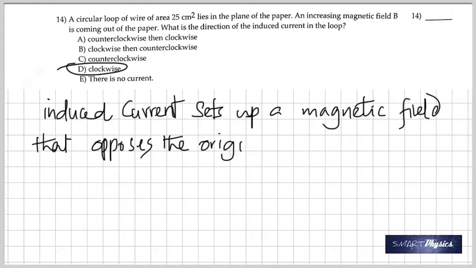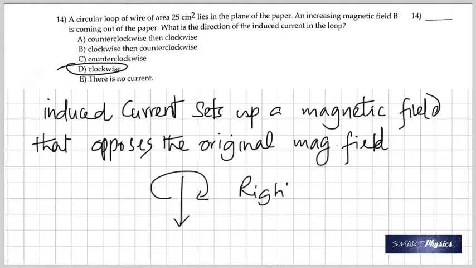The field is increasing, right? Because the question says an increasing magnetic field. So the induced current will produce a magnetic field that goes against it. So it opposes the original magnetic field, and since it's increasing, this magnetic field has to be downwards. Because the other one is increasing, this will try to be in the opposite direction.